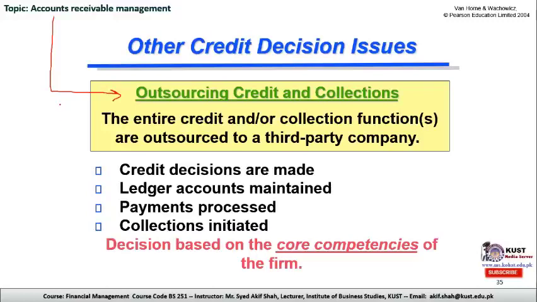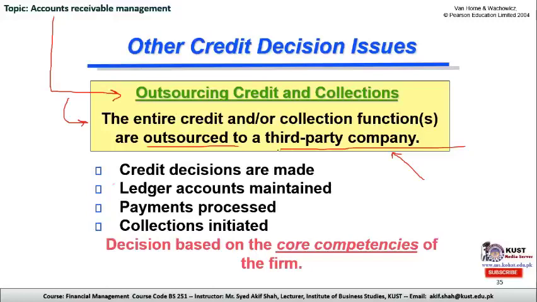Otherwise, besides this, the company can outsource part of the credit and collection department to an independent unit for allowing the credit to the credit applicants as well as collecting the account receivable. So when the entire credit and collection functions are outsourced to a third party or independent company, in that case the company is free from different hectic activities to perform.